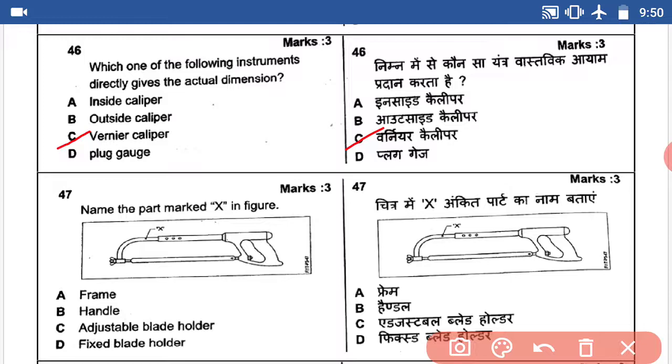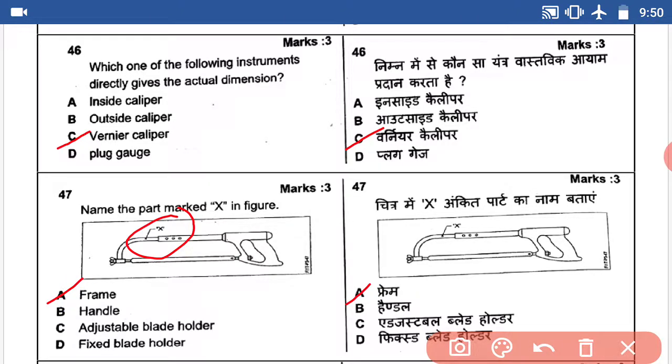Question number 47. Name the part marked X in the figure. This is an adjustable hacksaw frame. This X mark is the frame. Answer A.